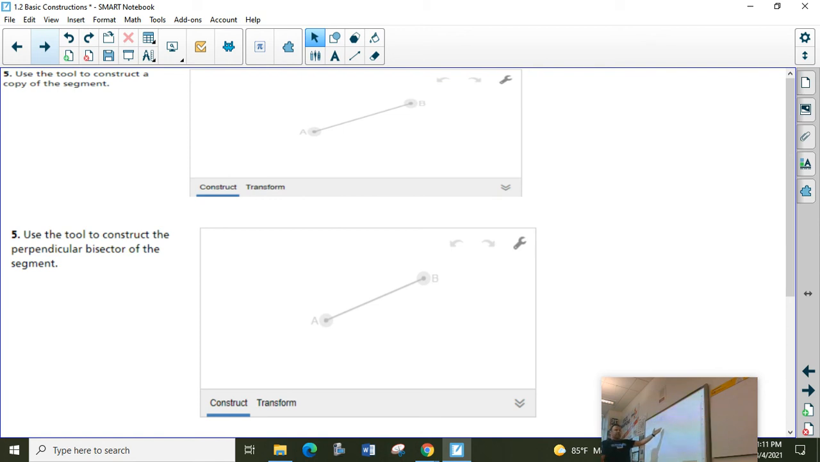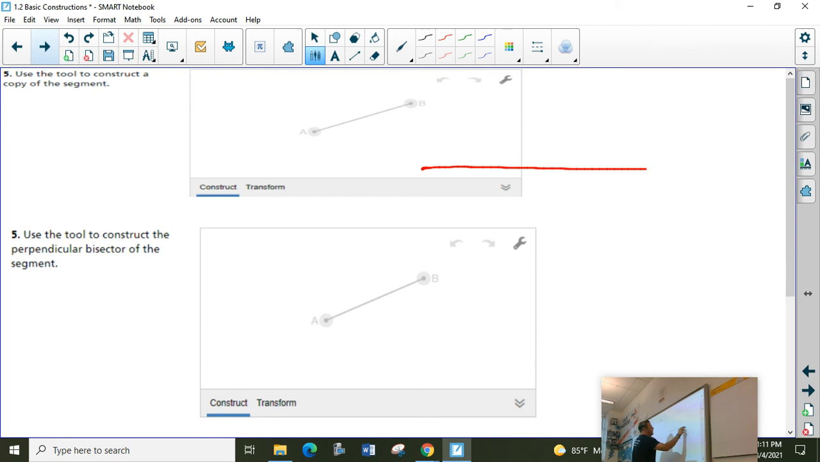Now for these, it says, use your construction tools to copy the segment. Copy the segment, everyone. Just do what we did earlier. Make your line. We don't know how long it is, we're just going to copy it. You put your compass to the length of these here, and boom. That's how you copy a segment.